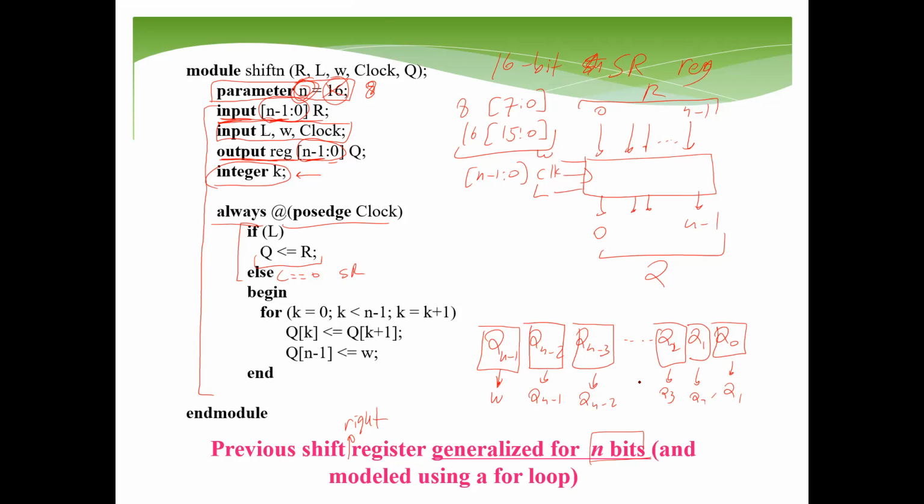So obviously, we can write this in a loop. We will start from k equals 0. k is less than n minus 1. That means this loop will stop at k equal to what?